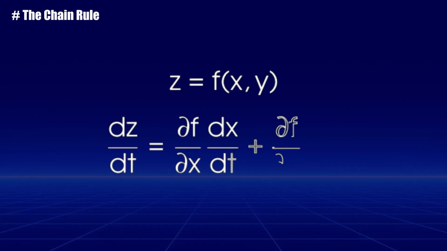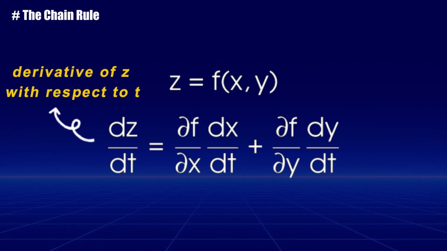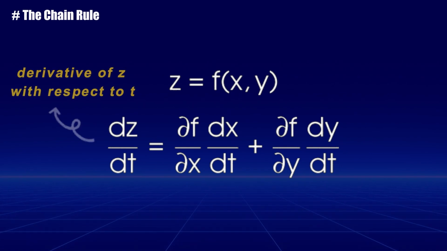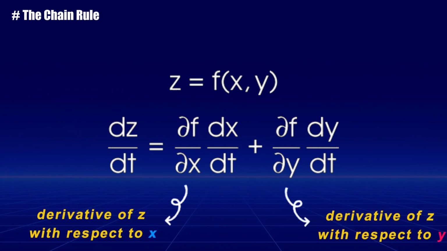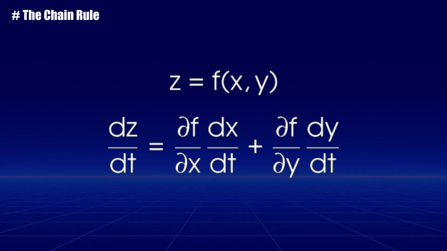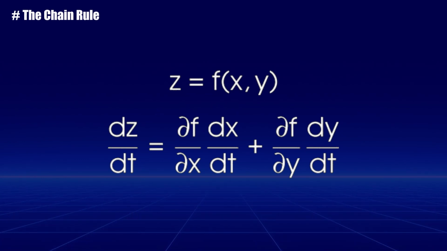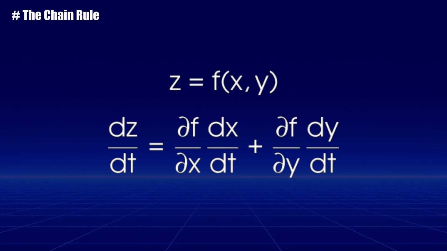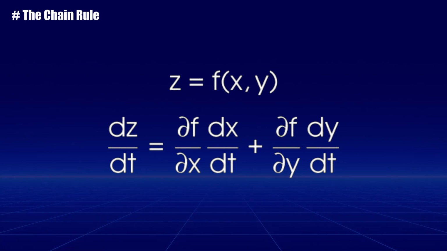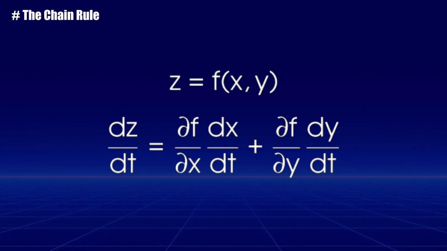Here, the term dz over dt is the derivative of z with respect to t. The terms partial z over partial x and partial z over partial y are the partial derivatives of z with respect to x and y. The terms dx over dt and dy over dt are the derivatives of x and y with respect to t. This formula shows how the total derivative of z with respect to t is influenced by the rate of change of x and y with respect to t, as well as how z itself changes with respect to x and y.